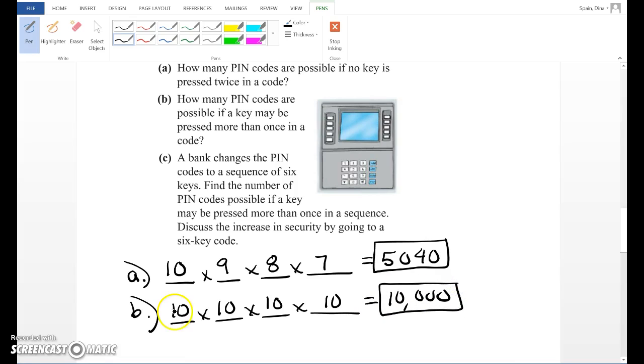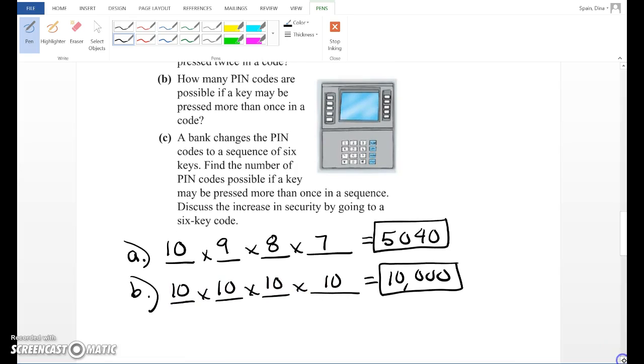Very good. Because here, again, your PIN could be 1111 if you wanted it to be. Or 7742, something like that. Repetition is allowed, so you got 10 choices for all 4 of those. Alright, let's scroll down to part C.